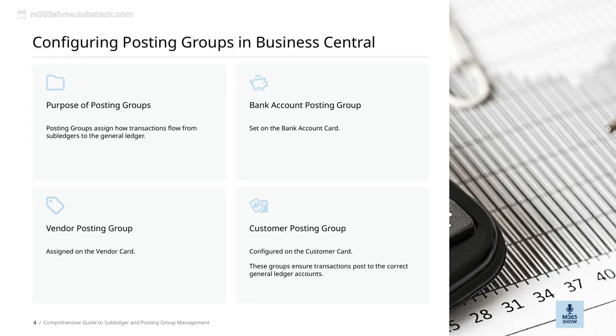Let's take a closer look at configuring posting groups in Business Central. On this slide, we see that these groups are set up on different cards, specifically the customer card, vendor card, and bank account card. These groups are essential because they determine how transactions are posted to the correct general ledger accounts. For example, the customer posting group is assigned directly on the customer card, while the vendor posting group is set on the vendor card. Similarly, the bank account posting group is configured on the bank account card.